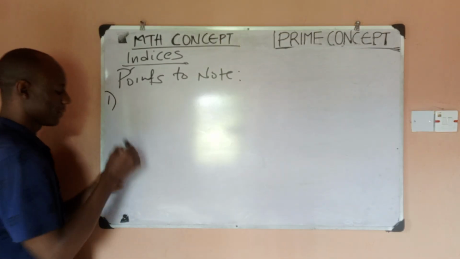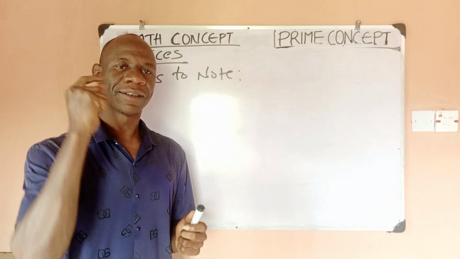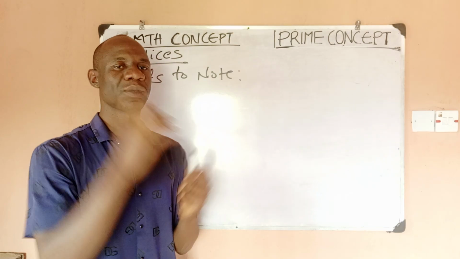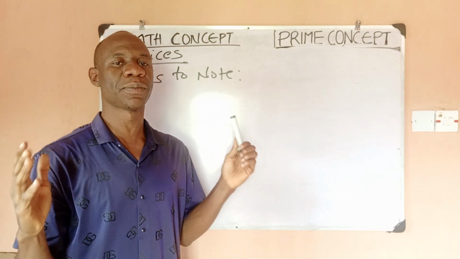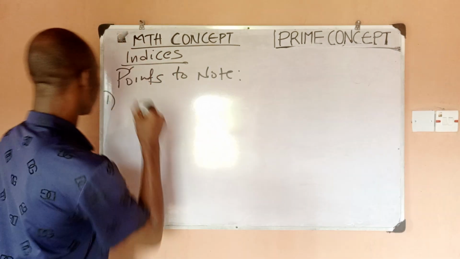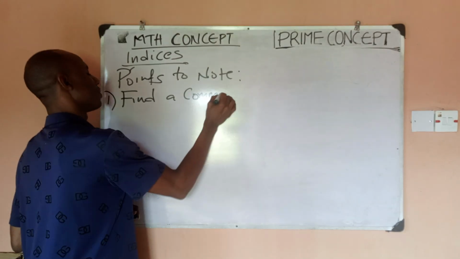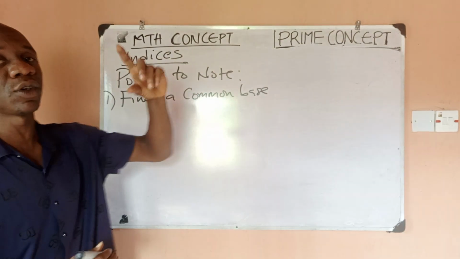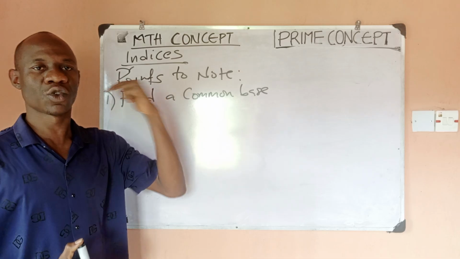Now, what are the 2 things you need to know? Number 1 is that whenever you are given a problem, the first thing you always check is to find a common base. Anytime you are given any indices problem, you look out for whether you can get a common base in this problem. So number 1, find a common base. Now, one of these 2 points must always be possible, or the 2 of them can be possible.